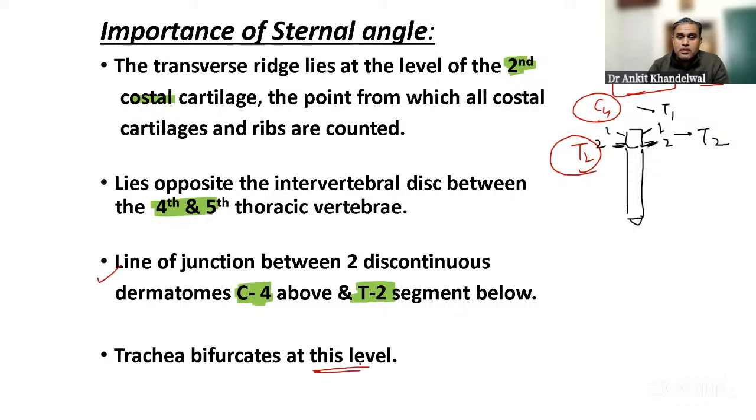Behind, if you go, the trachea also bifurcates at this level. Not exactly at this level, but that is a theoretical thing. Let me just try to show you. The trachea actually comes down and bifurcates a bit below, but yeah, not very far off. So the trachea will bifurcate over here. This is the importance of the sternal angle.